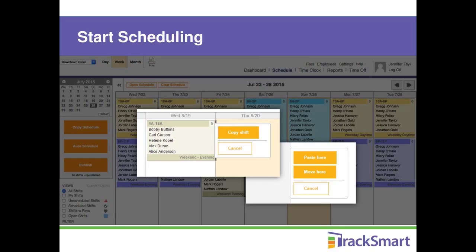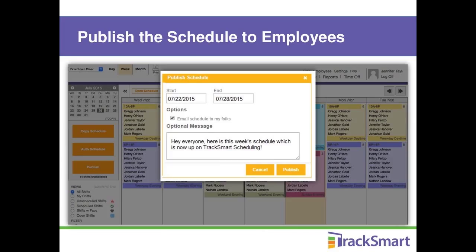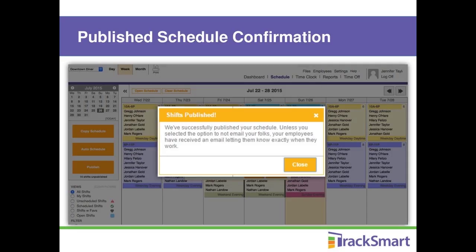Once you have your schedule set, you'll publish it to let your employees know it's ready and when they work. Just click the Publish button on the left and this box will open. By default, the schedule being sent is the current week, but you can change these dates however you need. Check the box if you also want to email the schedule to employees and add any comments. Then click the Publish button. You see here there's a confirmation message, and then you can just close it. The schedule is now available to all scheduled employees on the site and on the mobile app.